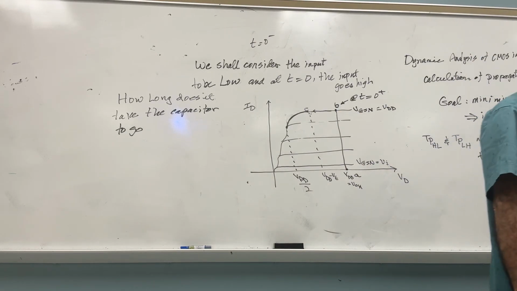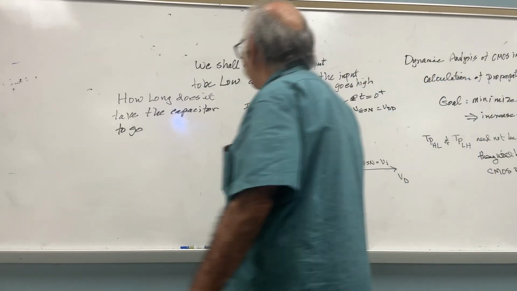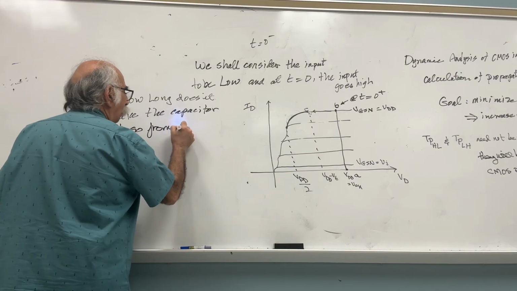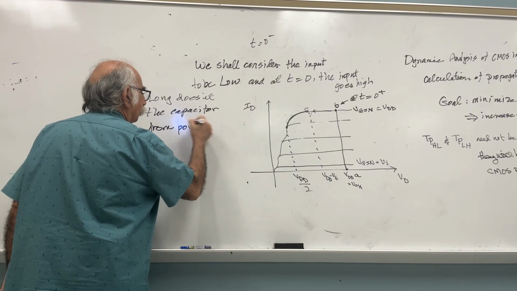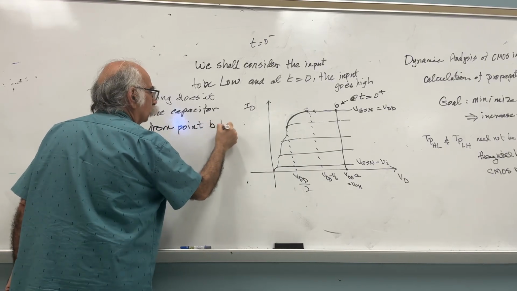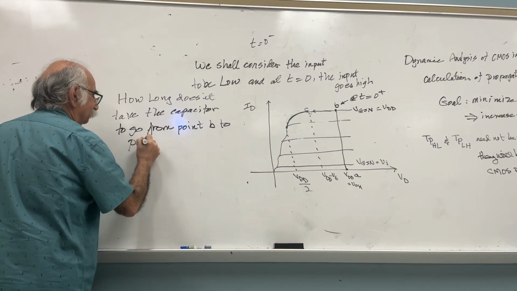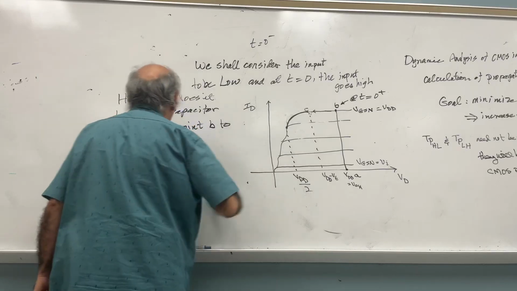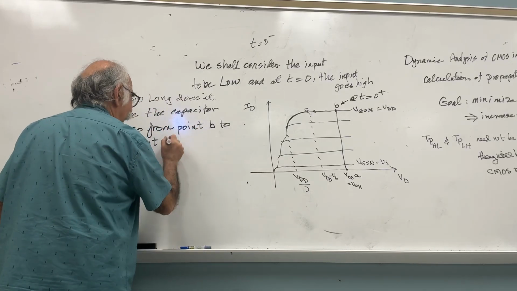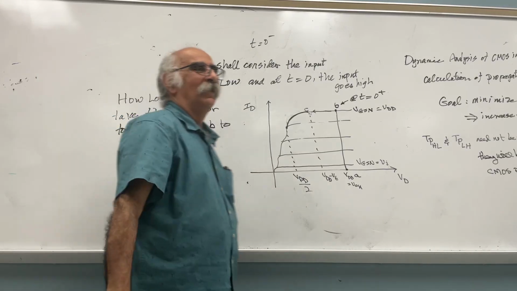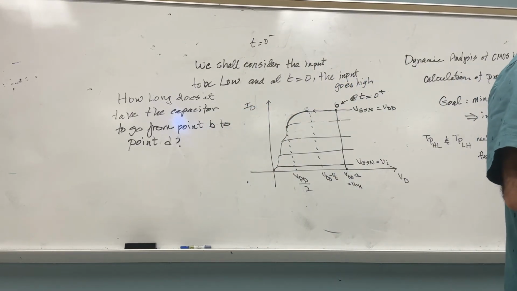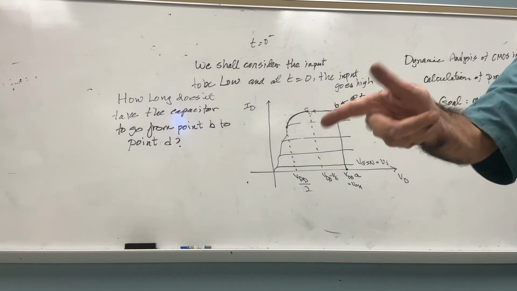The voltage cannot change instantaneously. So how long does it take the capacitor to go from point B to point D? Clear? That is called the discharging current. The discharging current.